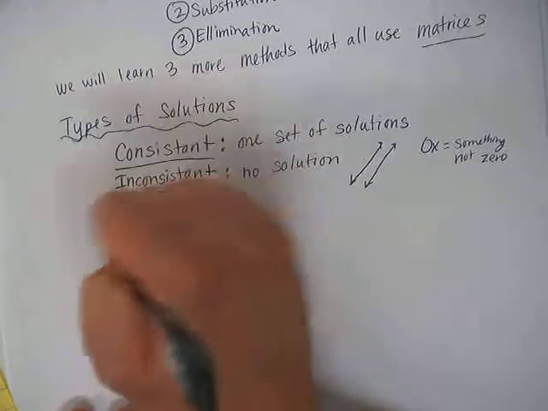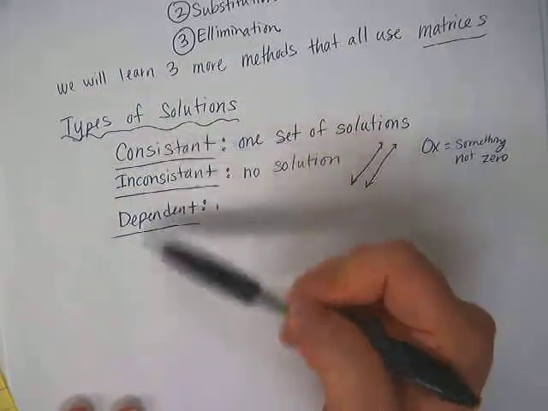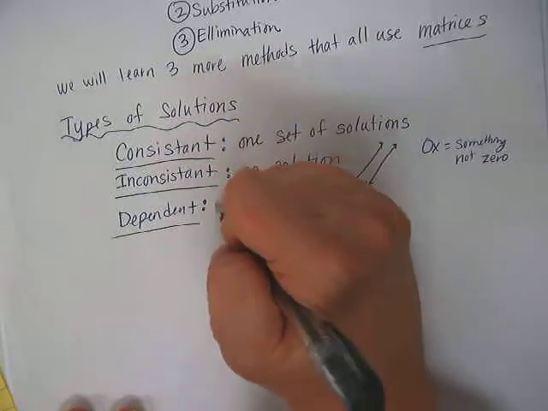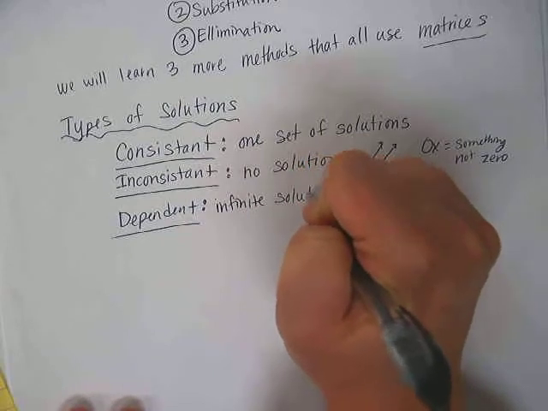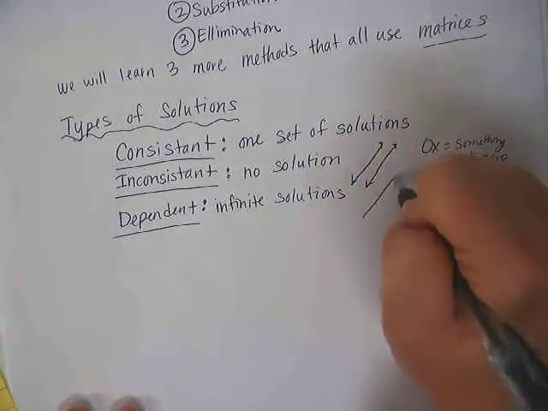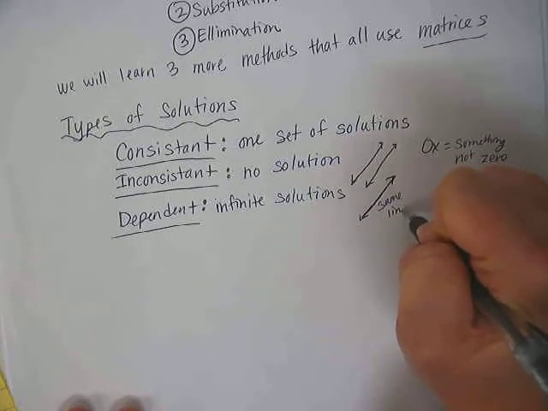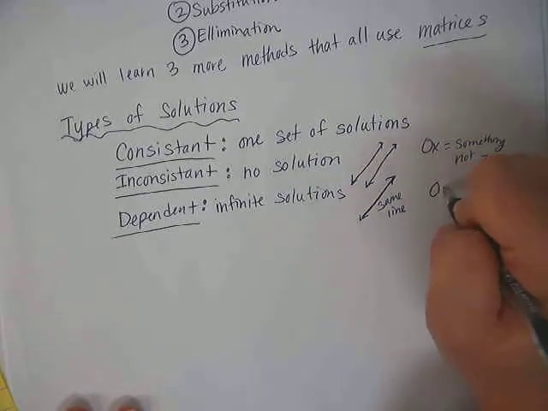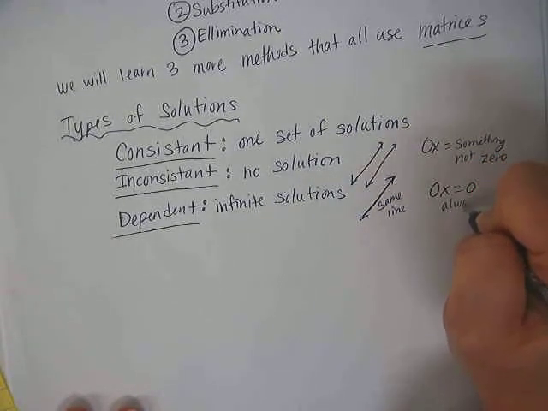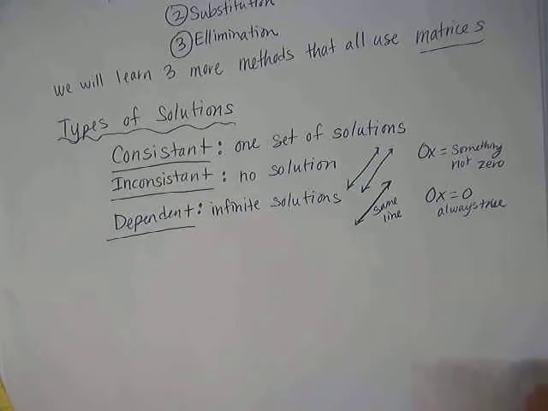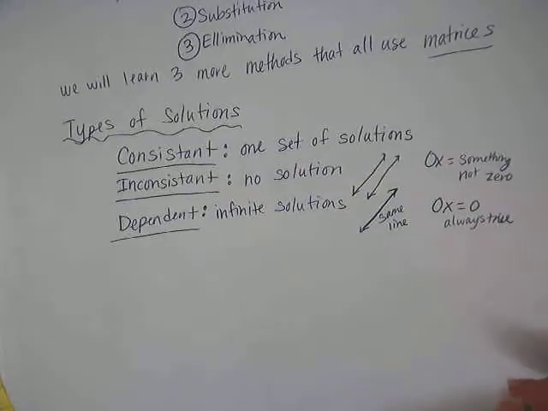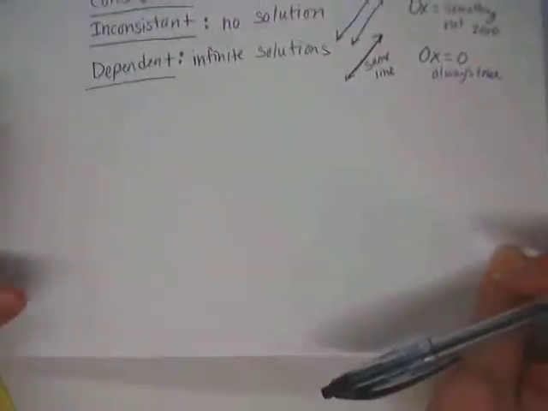Okay, and then the last one we call dependent. Dependent has infinite solutions. I don't think you've probably heard these names before, but, oh, you have? Cool. Infinite solutions. And graphically what that is, the line is the same line. And algebraically, what that ends up looking like is 0x equals 0, which is always true. And so that's why there's infinite solutions. Okay, do those sound familiar? Because you will run into all three types as you're doing these problems.